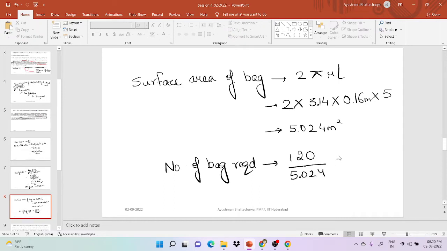So 120 divided by 5, this surface area of bag will give us around 23.88 bags, which is quite equivalent to 24 bags. So I hope it is clear till now. So it is equal to 24 bags.